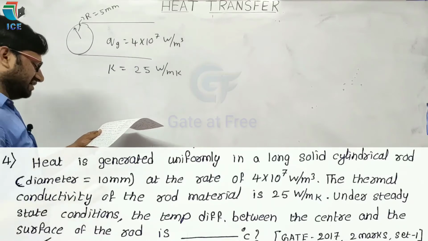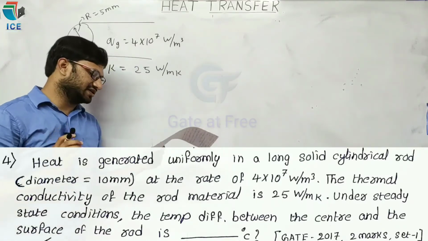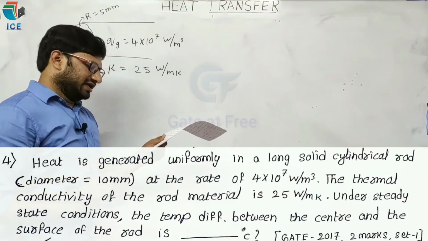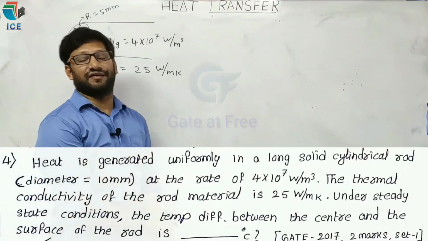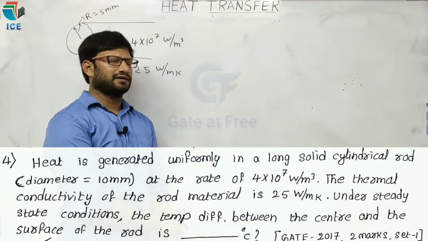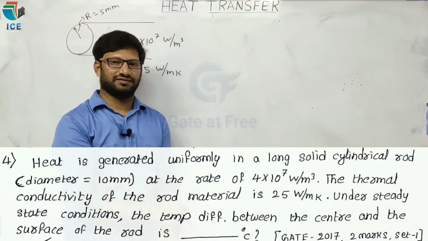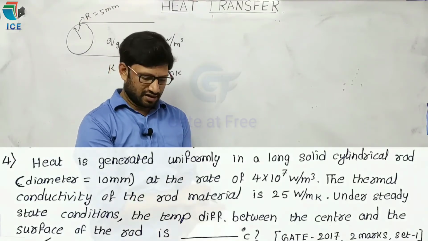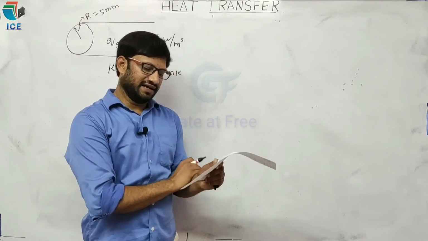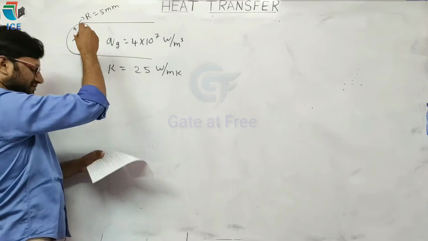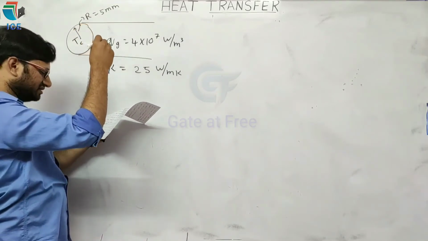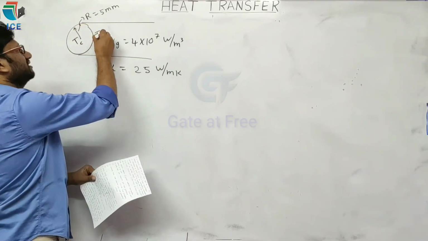Under steady state condition, given the assumptions, the temperature difference between the center and the surface of the rod is? See, very simple question. He asked for the temperature difference between the center temperature, let us say Tc, and the surface temperature of the rod, Ts.